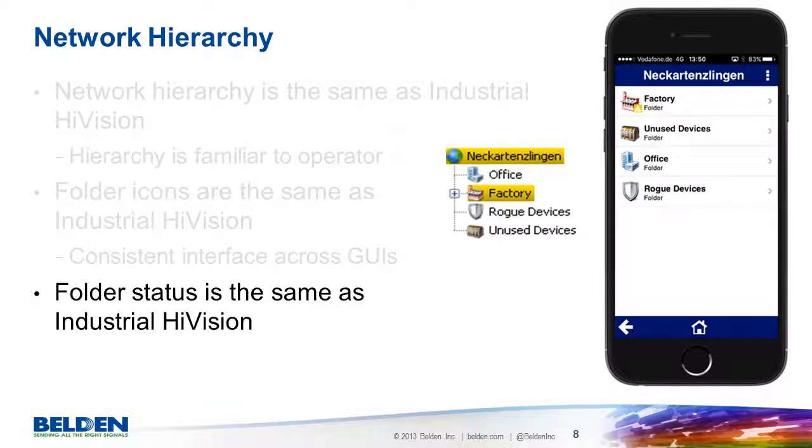In the Industrial HiVision graphic, the factory network has a warning status, indicated by the yellow background. Look closely at the factory icon on the phone screen. It has a yellow warning triangle at the bottom right. The statuses are consistent.